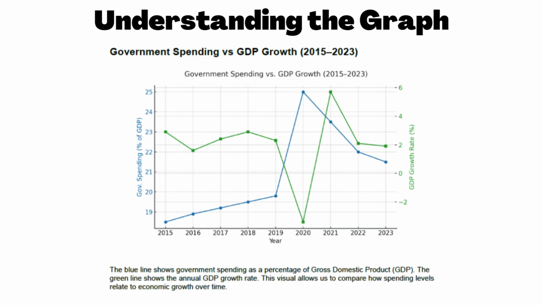Take a look at this graph of government spending versus GDP growth from 2015 to 2023. Pay close attention to the trends and relationships.